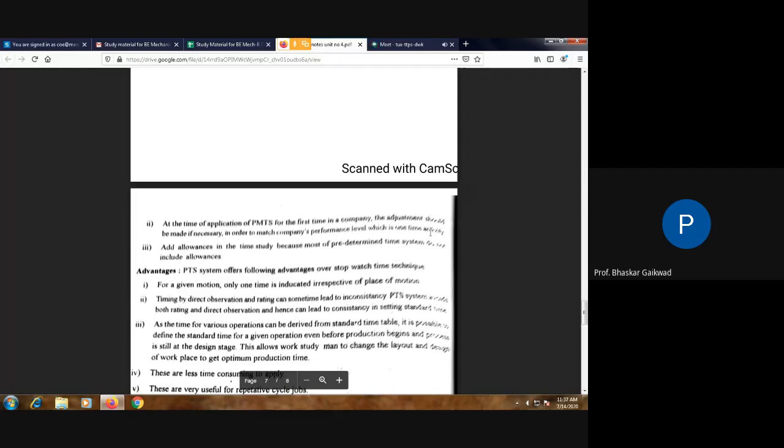Once again, we go to this point: as the time for various operations can be derived from the standard table, means the standard table is already there, whatever numerical values are in the table, that is actually done by time study. Means time is already there for each motion. It is possible to define the standard time for a given operation even before production begins. Means before starting production, we can give the standard time for a particular operation. For example, one job has a forging operation, grinding operation, turning operation, heat treatment operation. So for each particular operation while manufacturing a job, the standard times are with us, and accordingly we can give the standard times for the upcoming production system.